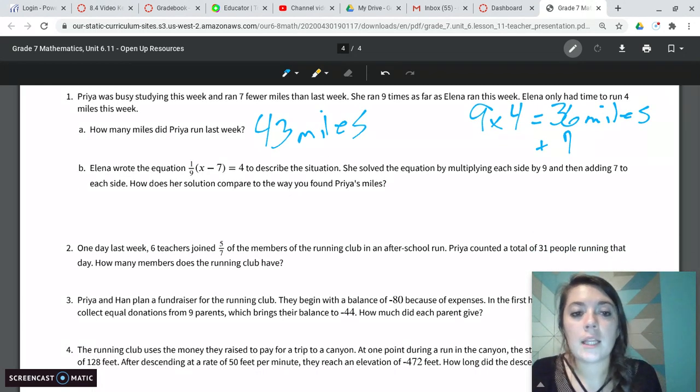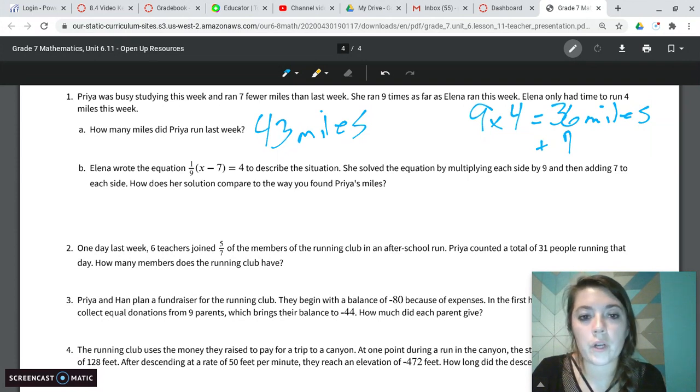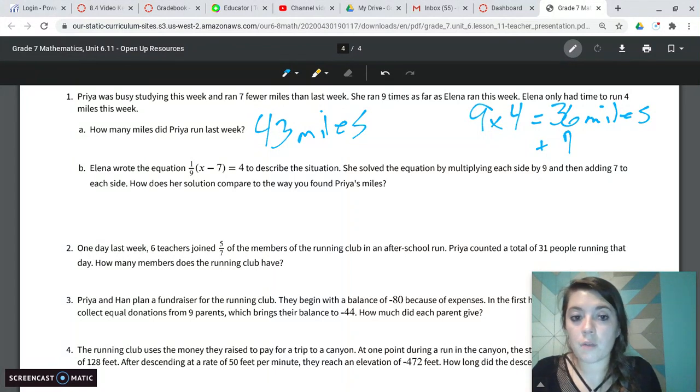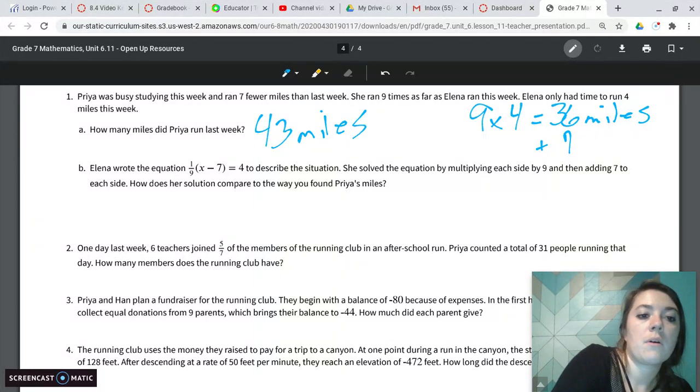All right, for B, Elena wrote the equation 1/9 times the quantity x minus 7 equals 4 to describe the situation. She solved the equation by multiplying each side by 9 and then adding 7 to each side. How does her solution compare to the way you found Priya's miles? So what did she do? She multiplied by 9 first, then she added 7. She took and wrote an equation to do it. We worked it backwards.